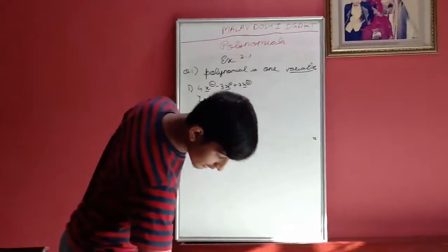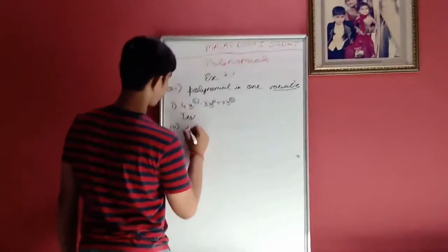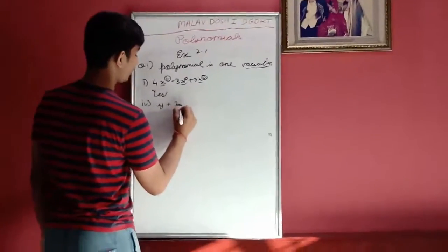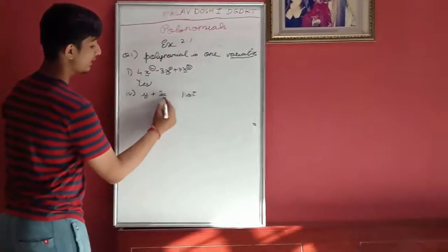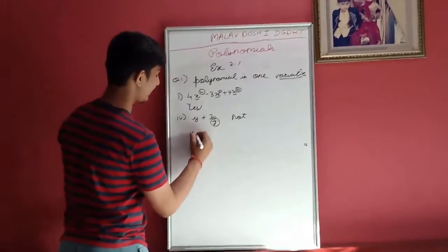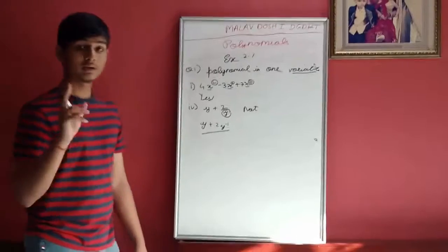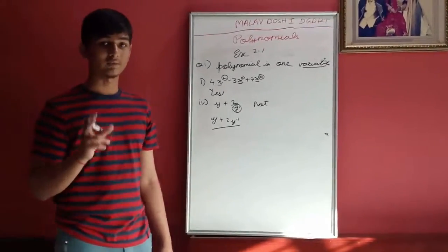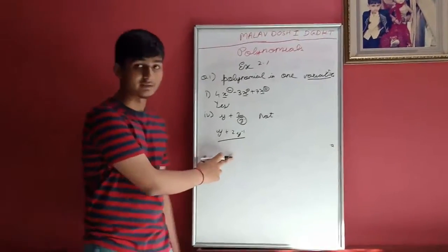Now let's see the fourth one. The fourth one is y plus 2 by y. Now it is not a polynomial, because here this y has degree 1, but when 2 by y goes upside it will result in 2y minus 1. You have learned this in the first chapter itself, Number System. See the last concept of the number system, then you will understand this one.